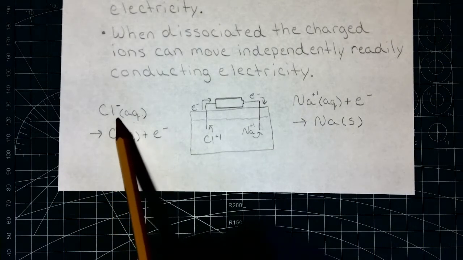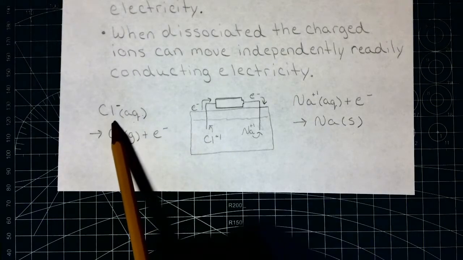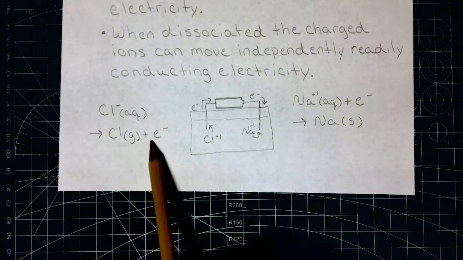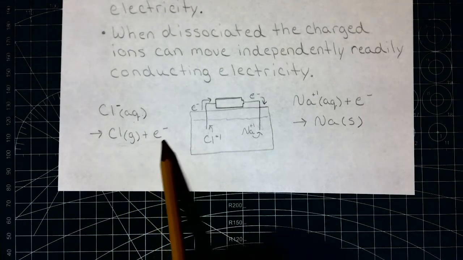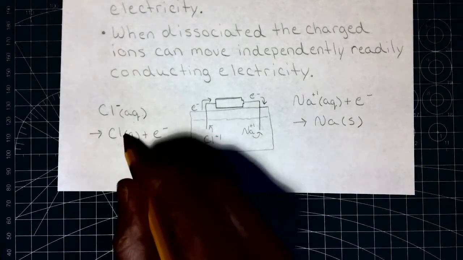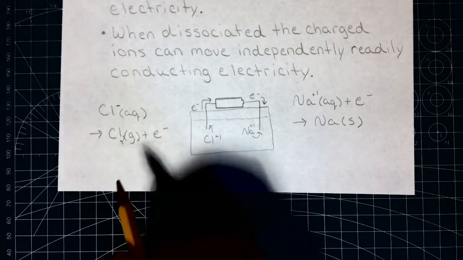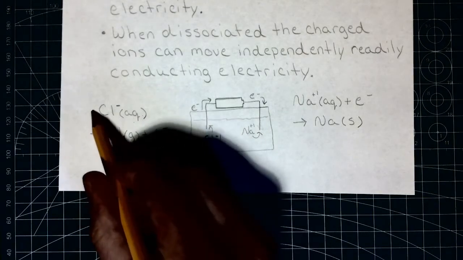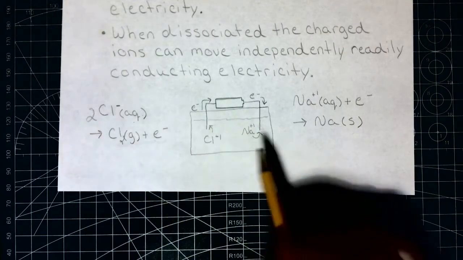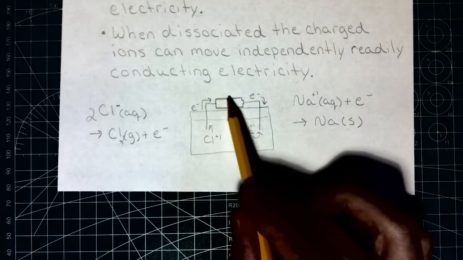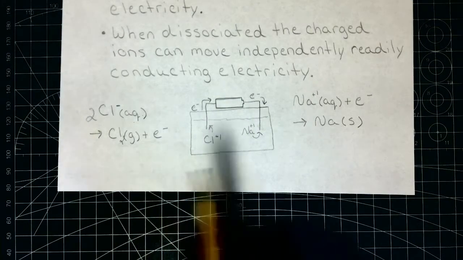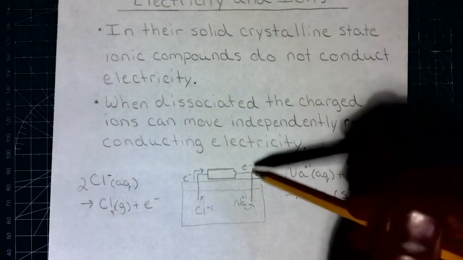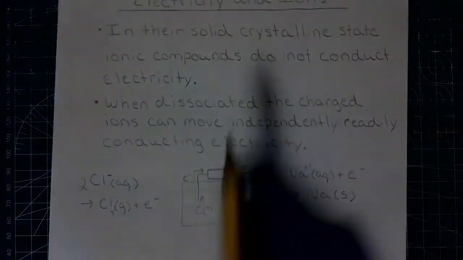And then over here, where we have the chloride ions giving up their electrons, they're going to turn into a gas. And they're going to free up an electron. And we didn't actually even write that right. We need our 2 there because we know that that's a diatomic. We're going to form that chlorine gas. And then an electron is going to be freed and flow up into there. So the moral of the story is, once dissociated, our ionic compounds will now conduct electricity.